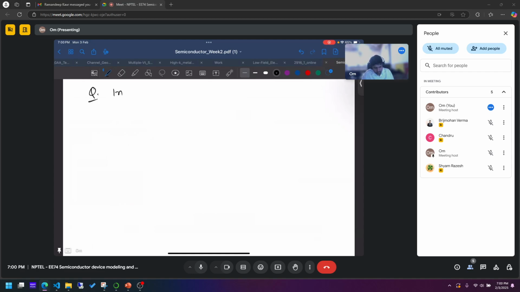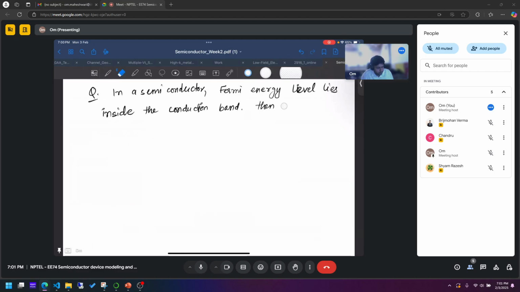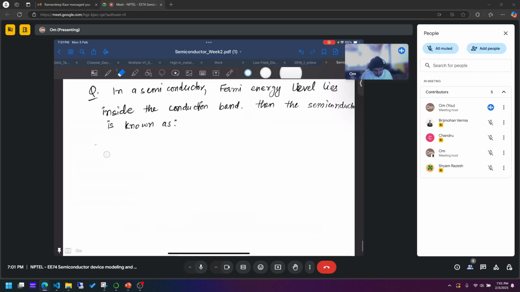Question is, in a semiconductor, the Fermi energy level lies inside the conduction band. Then what? Then the semiconductor is known as... Okay, I'll not give the options. Does anyone know the answer to this?